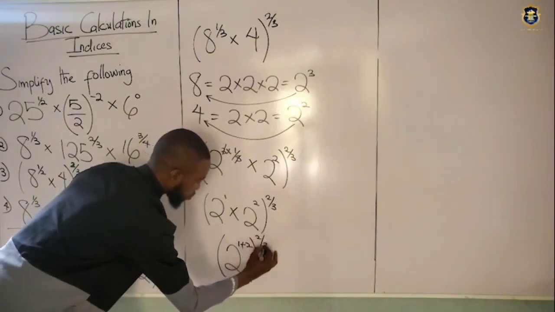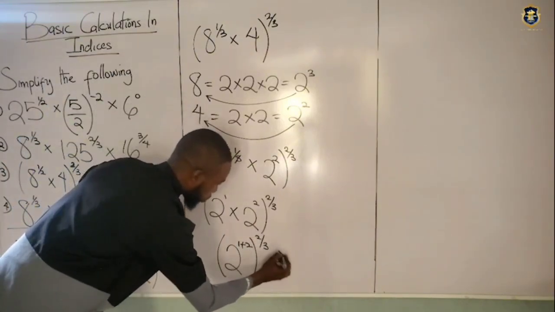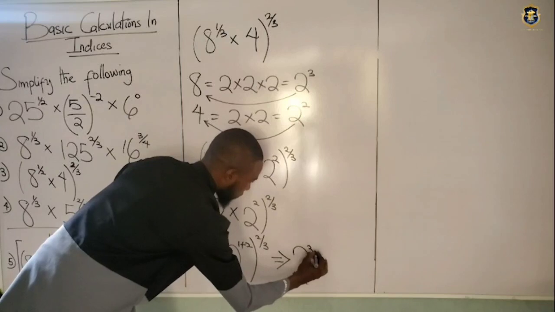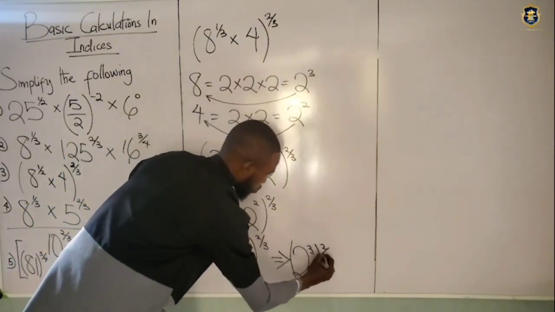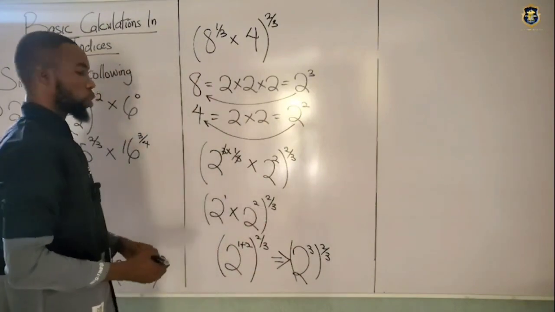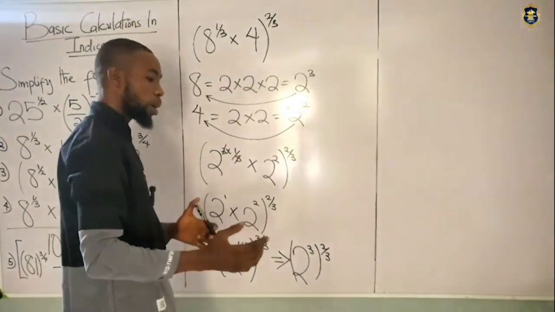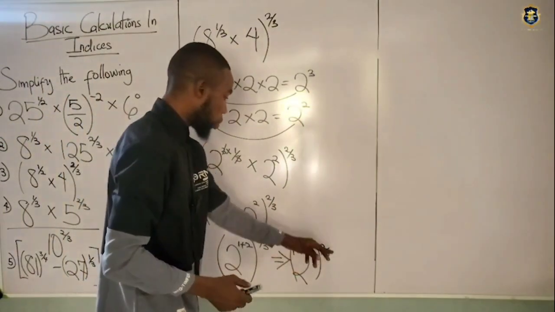All raised to the power of 2 over 3. And if we do this, we are going to have 2 raised to the power of 3 by adding the powers, all raised to the power of 2 over 3. And this brings us to another law in indices, power multiplication, right? This power will multiply this power.